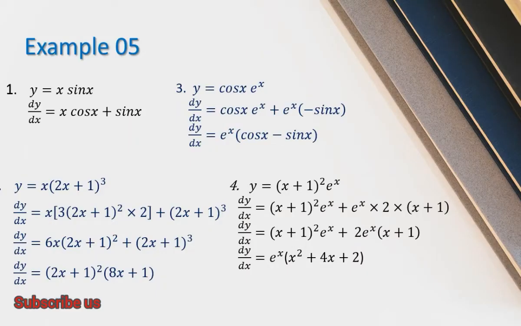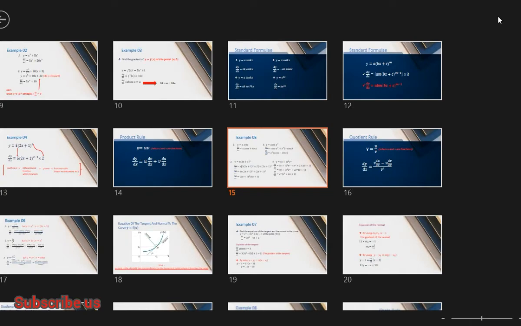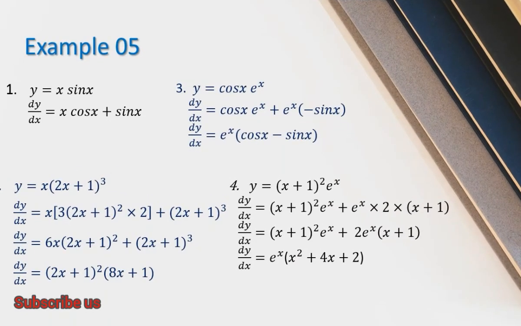Number 4 question, (x plus 1) square times e to the power x. Then we can get (x plus 1) square times the differentiated function of e to the power x plus e to the power x times the differentiated function of (x plus 1) square. Then as the final answer we can get dy by dx equal e to the power x times (x square plus 4x plus 2).